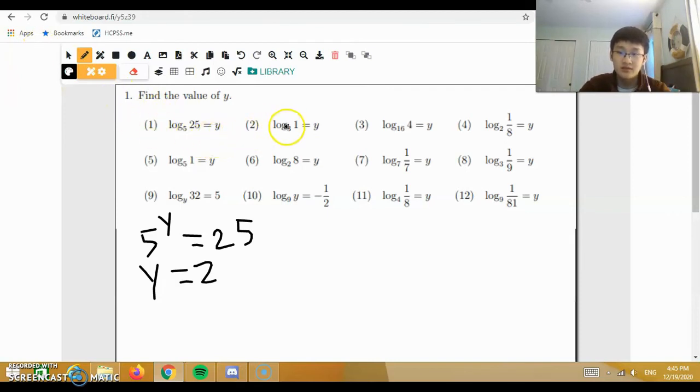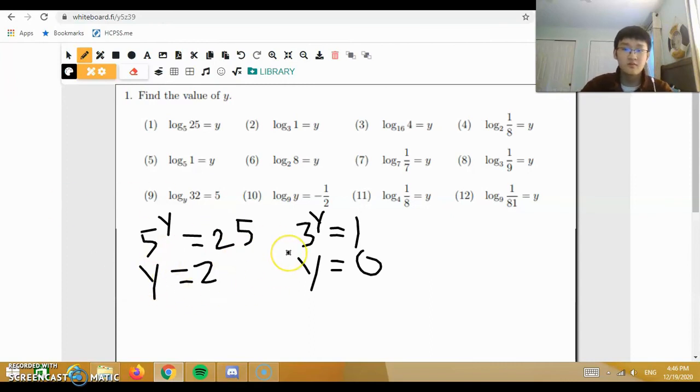So moving on to number 2, it's asking you log base 3 of 1 is equal to y. So it's asking you, once again, 3 to the power of y is equal to 1. If you use the laws of exponents, you would know that any number to the power of 0 is equal to 1. So ultimately you could plug in 0 as y and you would get 1, because 3 to the power of 0 is 1. So your answer to this would ultimately just be y equals 0.